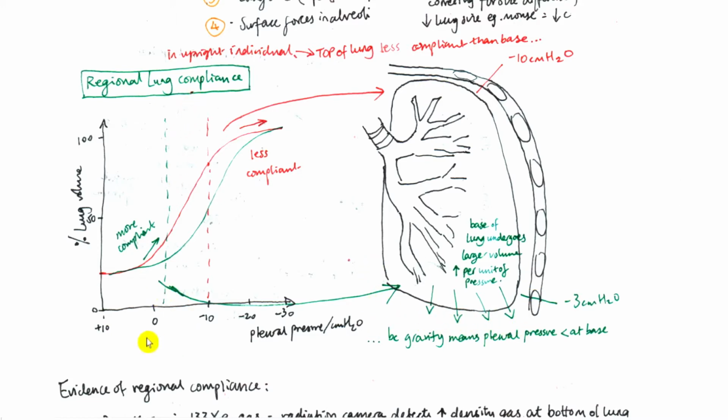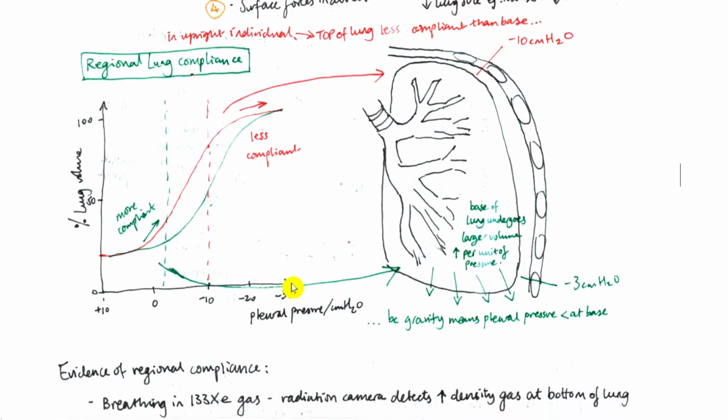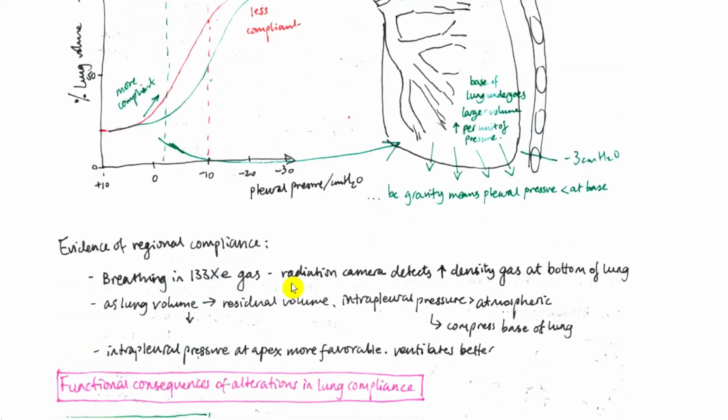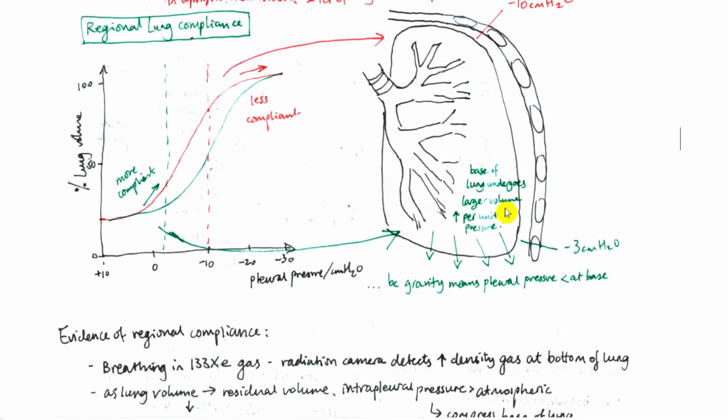So it will be in this portion of the curve, which is more compliant, as you can see. And at the top of the lung, you'll have a more negative or greater pressure for a given percentage of lung volume. So it will be in this portion of the graph, the less compliant portion. Now, there's further evidence to show that the lung is more compliant at the bottom than the top.